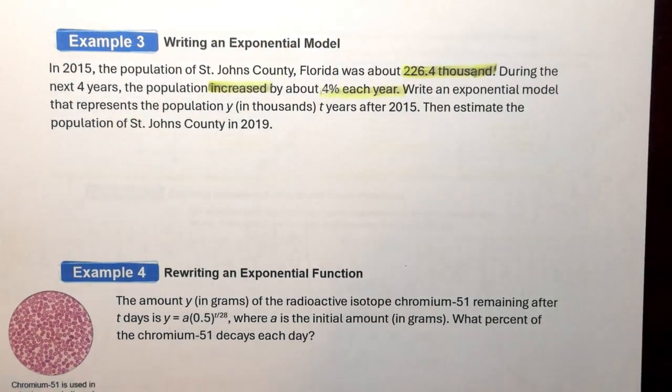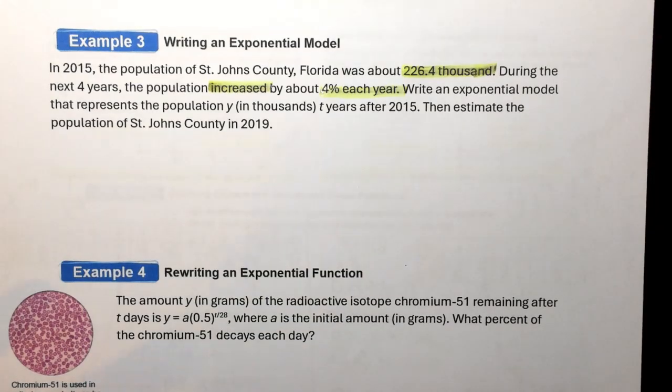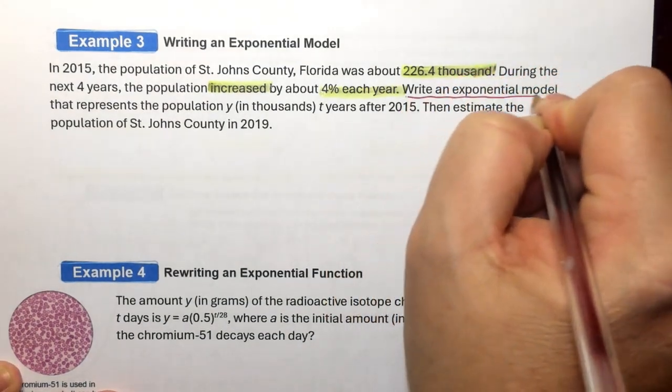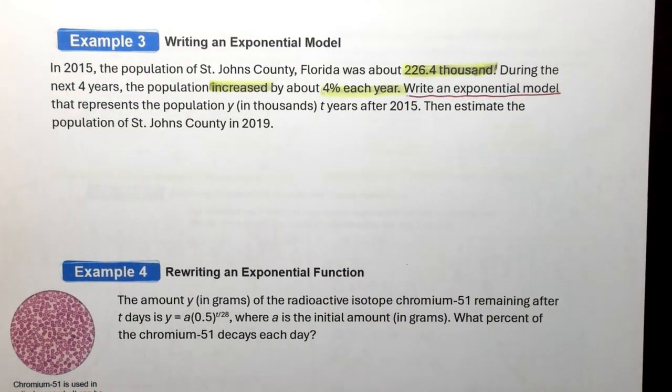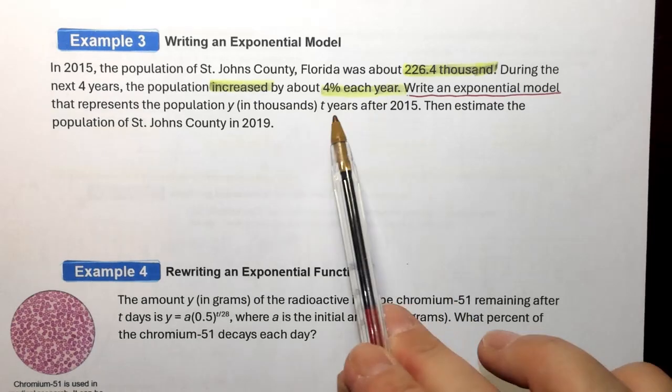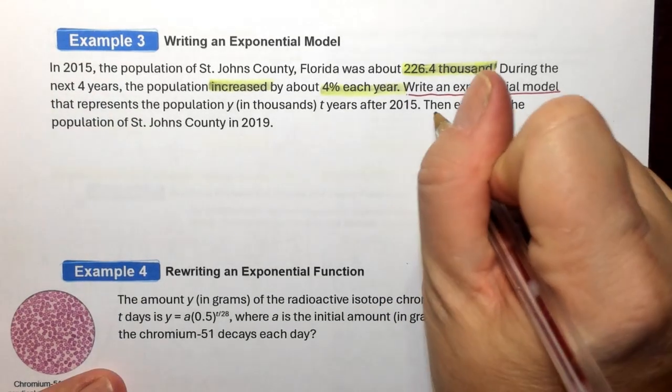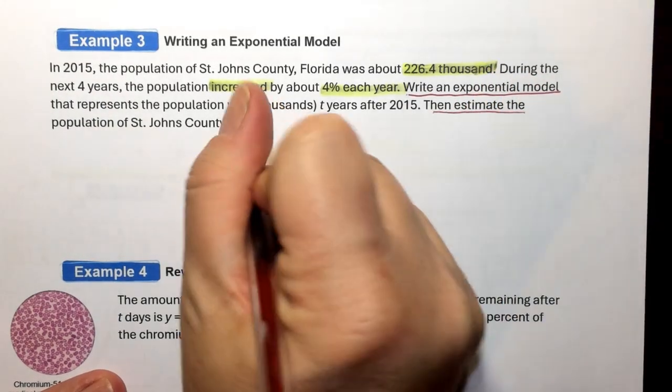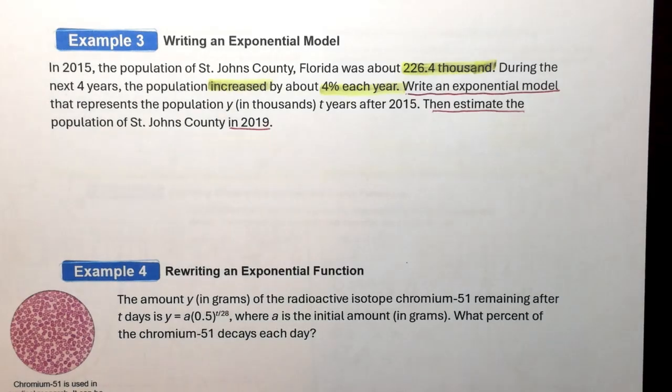Write an exponential model. So that is telling us something to do. Write an exponential model. Remember, model means equation, not somebody walking down the runway. That represents the population y in thousands, t years after 2005. Then we're going to estimate the population in 2019. So we're going to write a model and then we're going to estimate it.